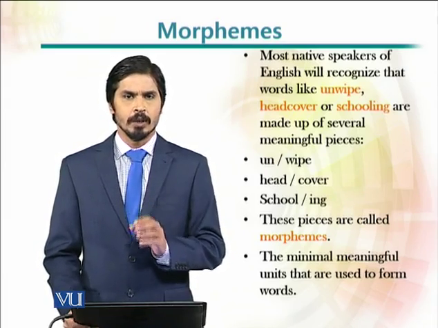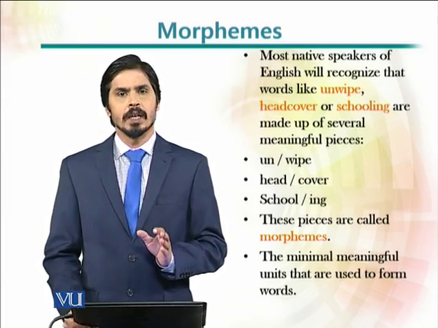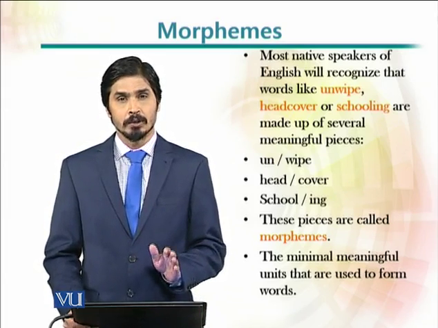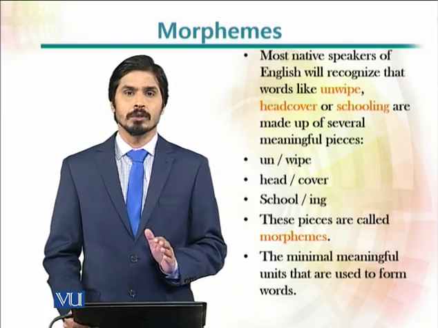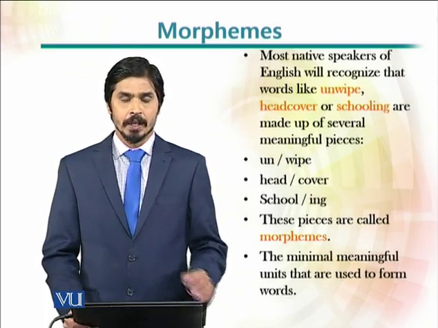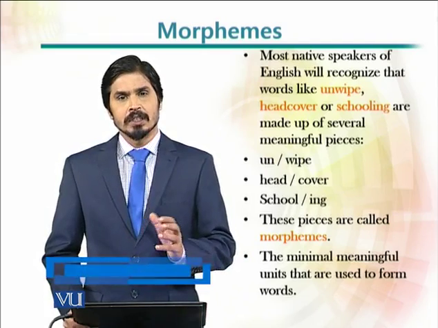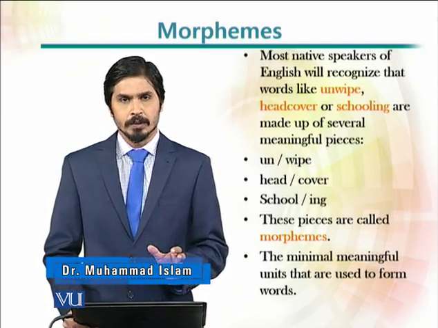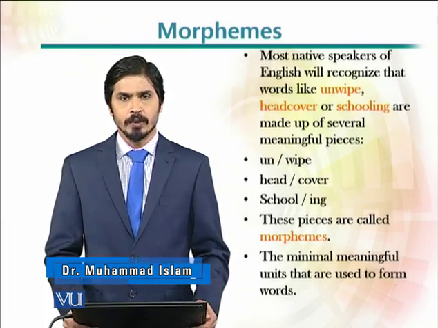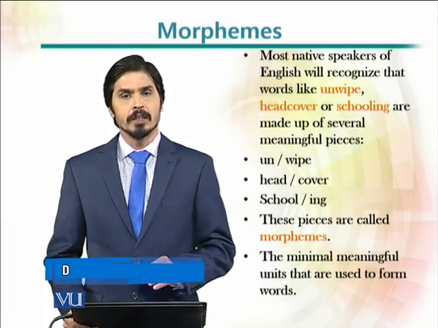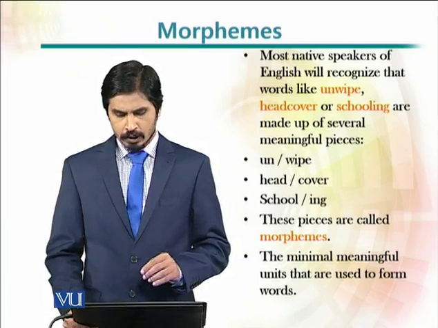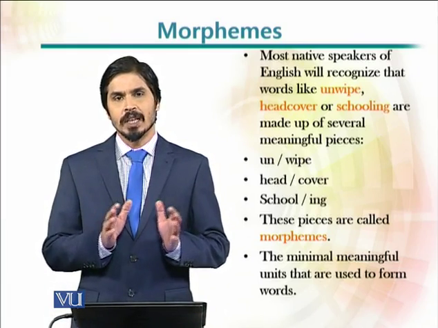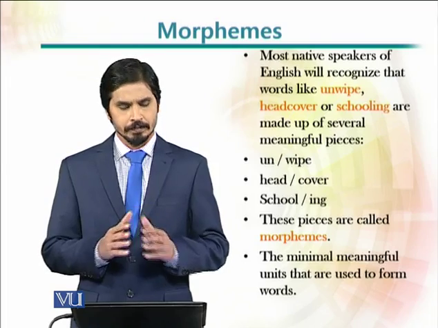If you have a look, unwipe could be divided into un and wipe. Head cover could be divided into head and cover, and schooling into school and ing. These various pieces of these words are called morphemes. Or in other words, morphemes are the minimal meaningful units that we use to form words, which together form the words.